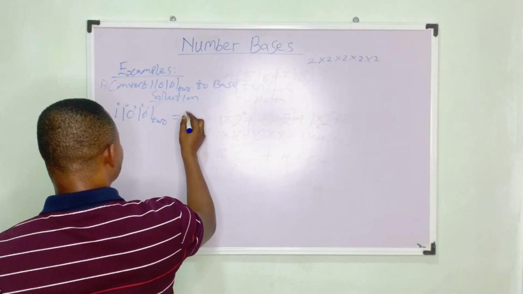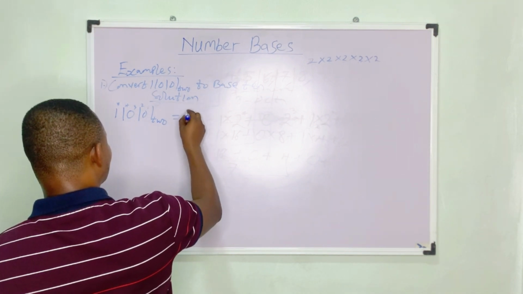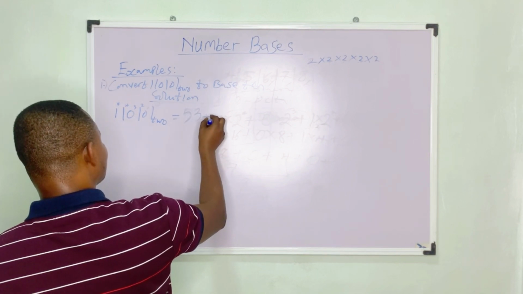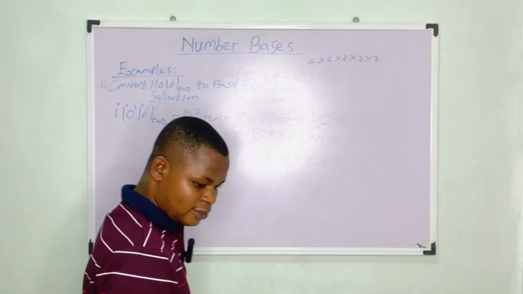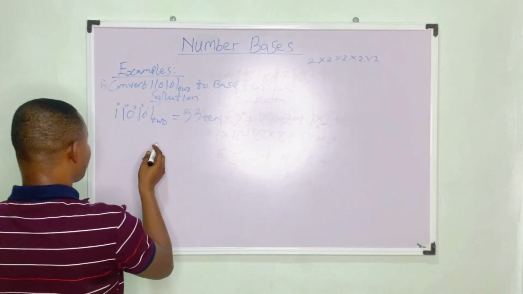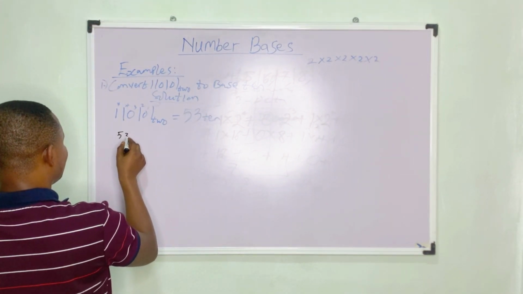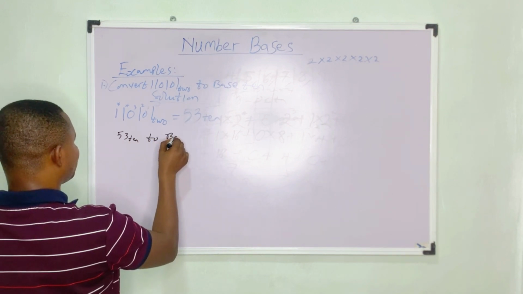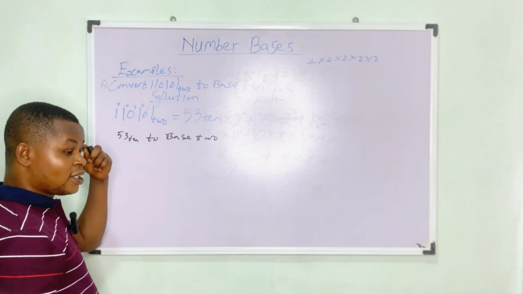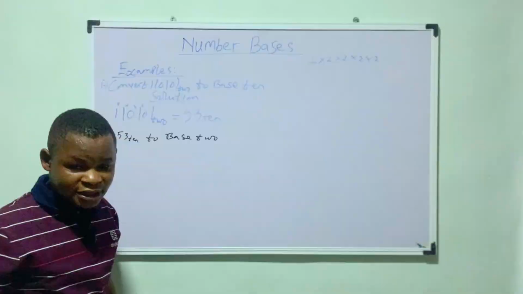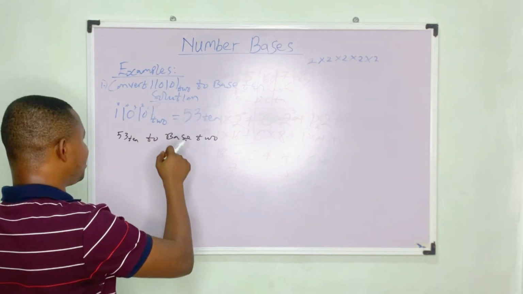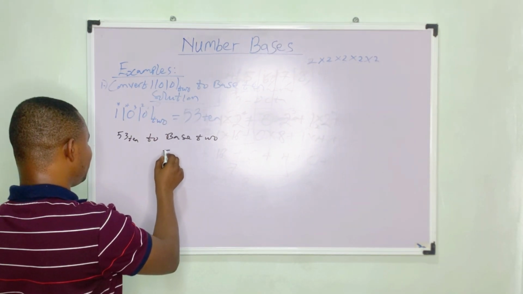Now, don't forget, when we converted this, our result was 53 in base 10. Now, we want to convert this 53 in base 10 to base 2. To do this, we're going to use the long division method, and our remainders will be the final result.